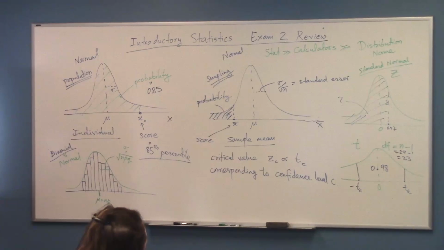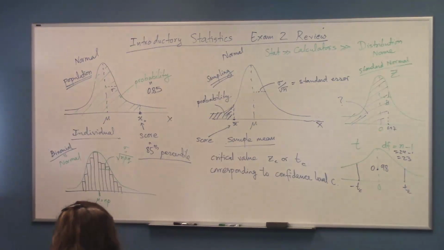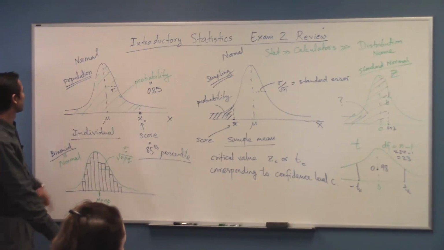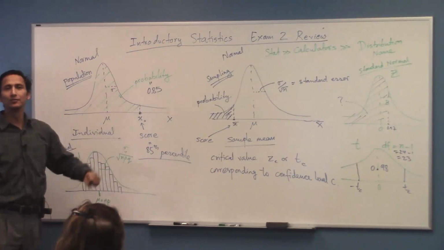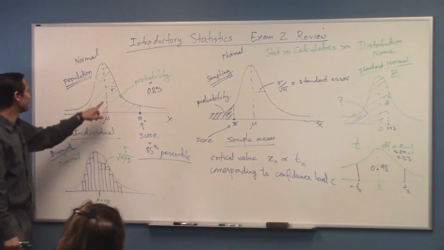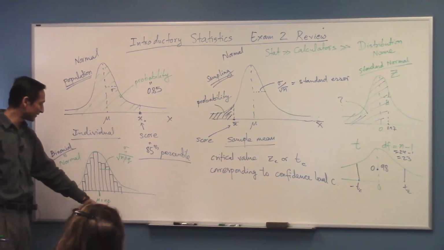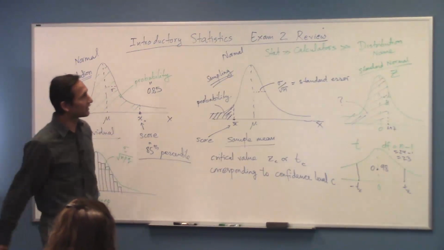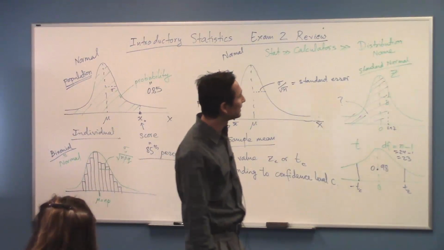So let's see. First of all, how do I know it's a binomial distribution? Because I'm given n and p. When the question gives you mu and sigma, you know it's a normal distribution. Instead of mu and sigma, if the question gives you n and p, then you know it's a binomial distribution. Where are those n and p's here?